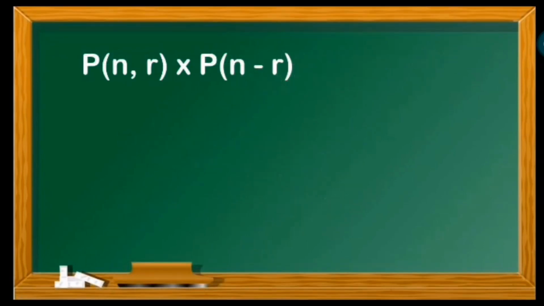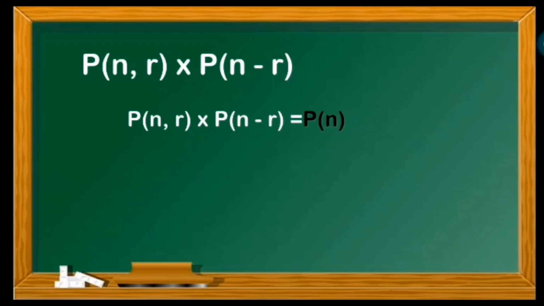So, let's derive the formula for finding the permutation of n objects taken r at a time. P(n, r) multiplied by P(n-r) is equal to P(n), or the permutation of n. Then copy P(n, r) multiplied by P(n-r) is equal to n factorial. So where does n factorial come from? It comes from P(n). So permutation of n is equal to n factorial.